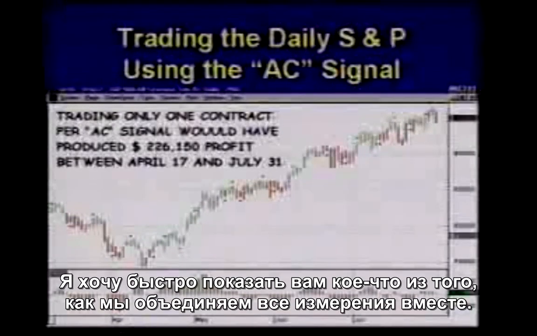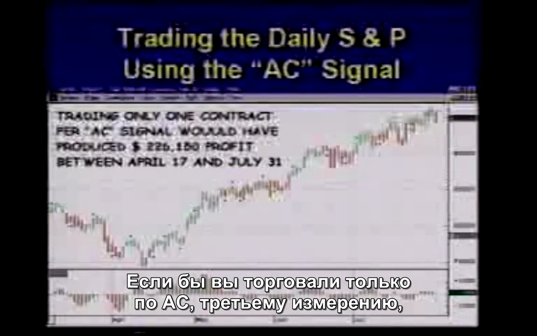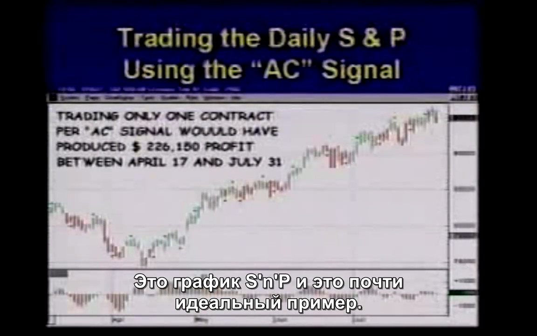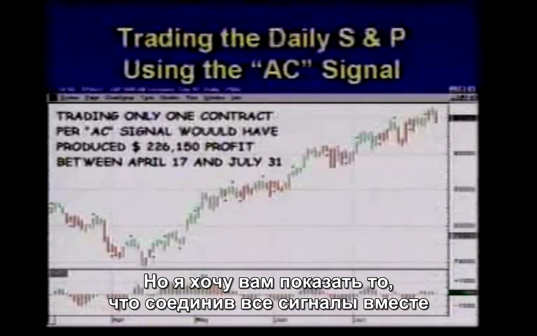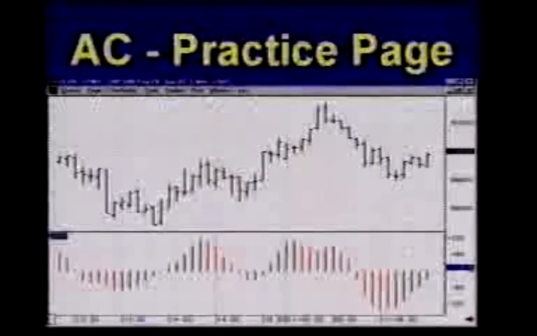I wanted to just show you something real quickly here, and part of how we put all the dimensions together. If you would have just traded the AC, the third dimension, 1 contract per signal generated, from April 17th to July 31st, you'd have made over $226,000. Now this is the S&P, and this is a pristine example, but what we want you to see is that combining all these different signals together can maximize the amount of profit out of a move.